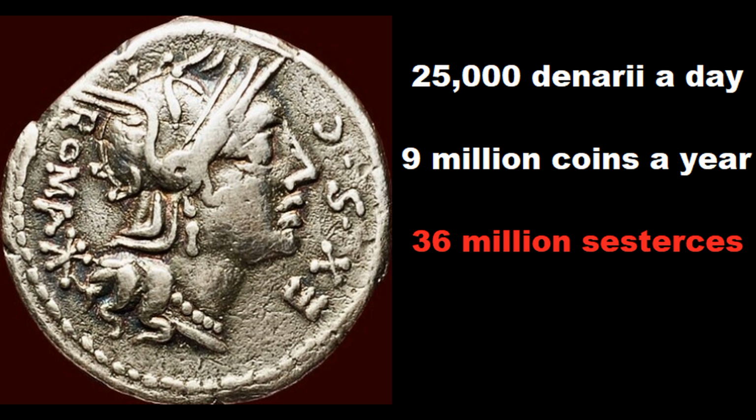Quoting Polybius, Strabo reports that the mines near New Carthage covered an area of 44 miles, employed 40,000 workers, and contributed 25,000 denarii to the Roman treasury per day. This suggests an output equivalent to perhaps 9 million silver coins per annum, or 36 million sesterces in Roman currency.